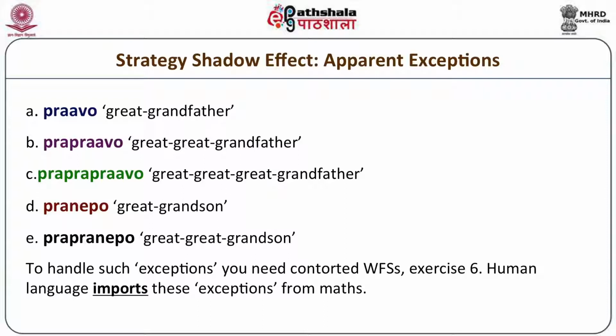The exceptions exist in lots of languages, but we'll take up the Esperanto cases because it makes it very easy to discuss the material. Consider pra-avo, great-grandfather, derived from avo, grandfather. It turns out that pra can be used again and again. You can say pra-pra-avo, which means great-great-grandfather. You can say pra-pra-pra-avo, great-great-great-grandfather. In the other direction, nepo, grandson, pra-nepo, great-grandson, pra-pra-nepo, great-great-grandson, you can go on. It is not only a matter of pra, great.